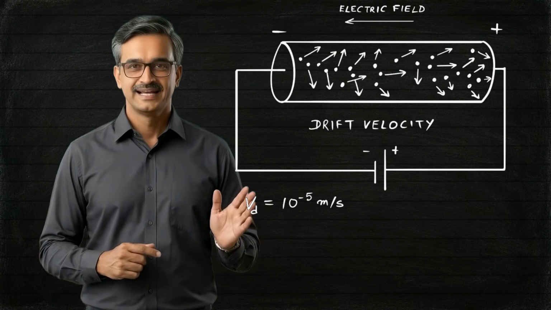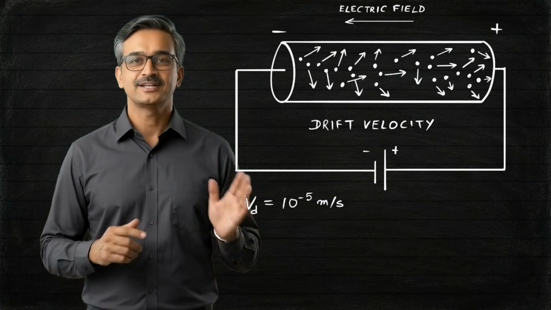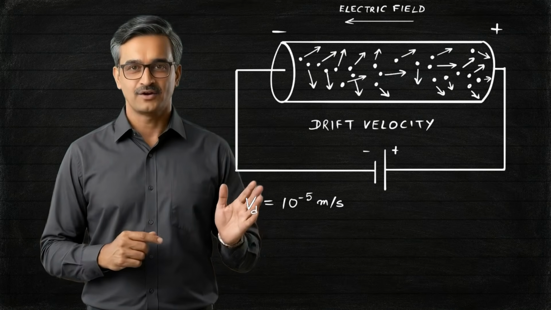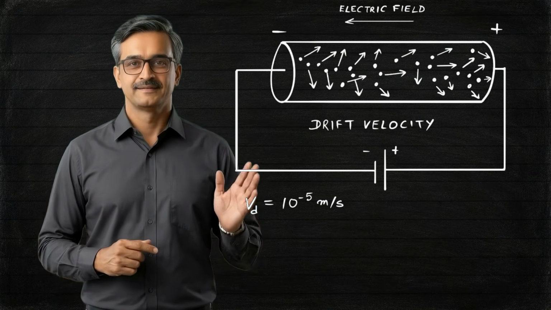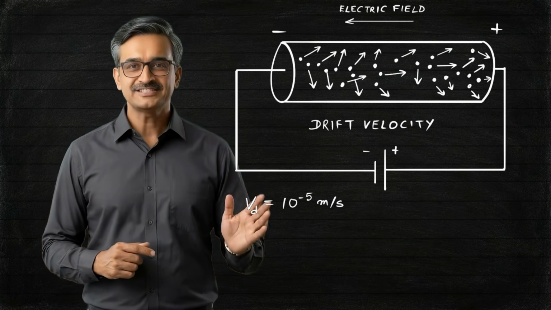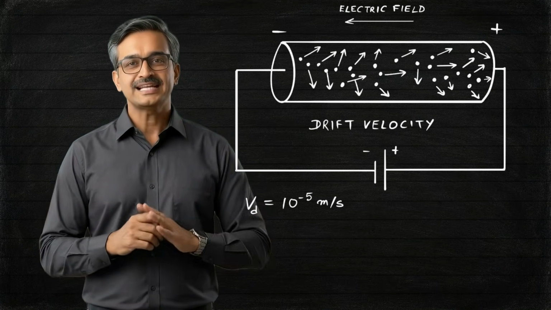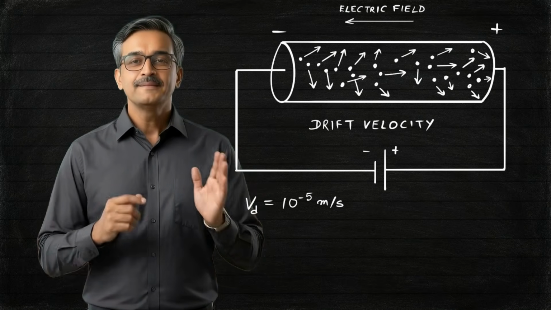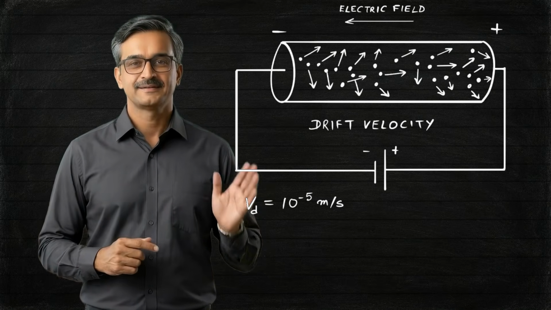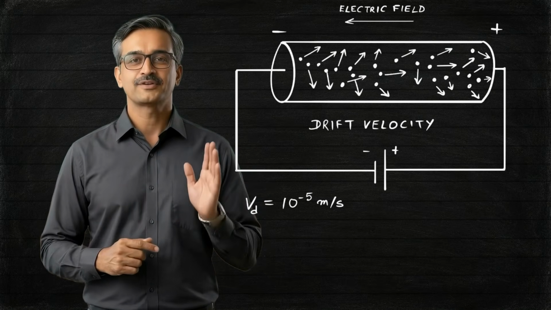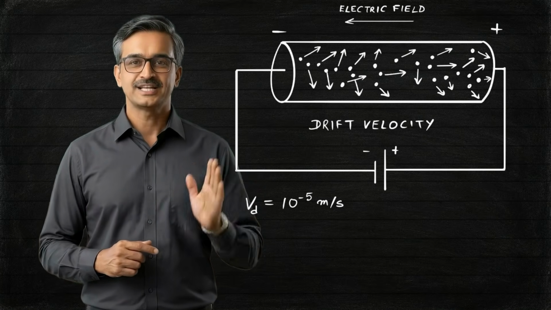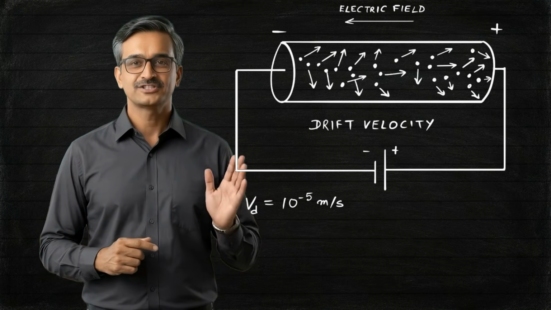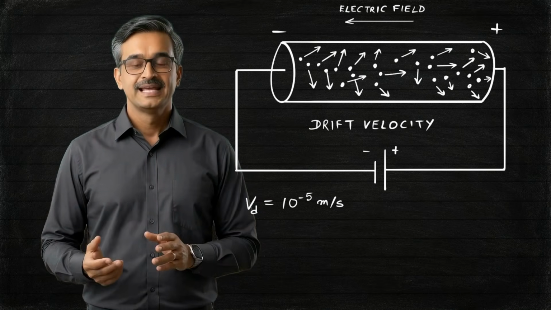We learned that when an electric field is applied across a conductor, the free electrons acquire a small average velocity, called the drift velocity. Now an important question arises. How is electric current related to drift velocity? Is there any mathematical relation between them? The answer is yes. Today, we'll derive one of the most important equations in electrical engineering, the relationship between electric current and drift velocity. So, let's begin.